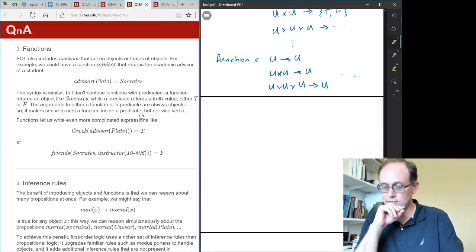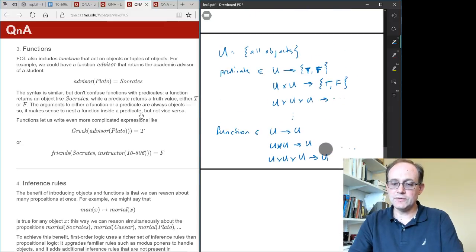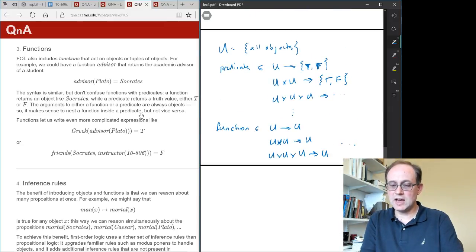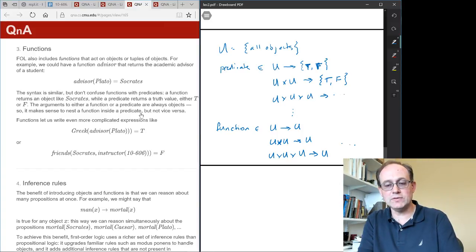And so forth, right? So predicates and functions look similar. They both take objects or tuples of objects as arguments, but a predicate returns a Boolean value, true or false, and a function returns another object.